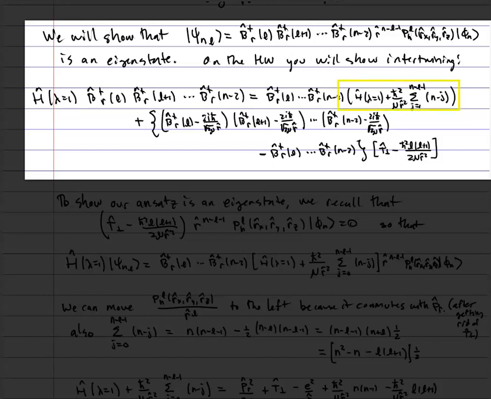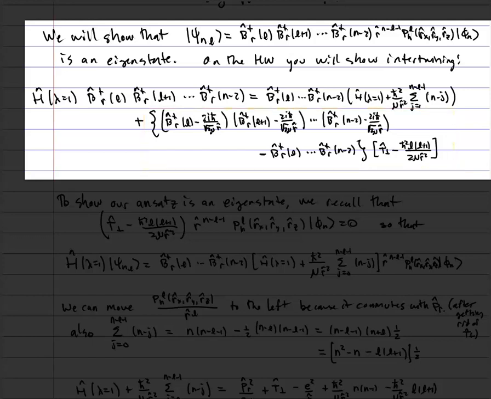So I'll get the H of lambda equals 1 plus ħ squared over μ r squared sum j equals 1 to n minus L minus 1 of n minus j. So that is similar to the standard intertwining relationship. But I get a whole bunch of extra terms as well. I get a product of the b dagger terms that have been shifted, subtracted by a product of the b dagger terms, and the whole thing multiplied by T perpendicular minus ħ squared L times L plus 1 over 2μ r squared.